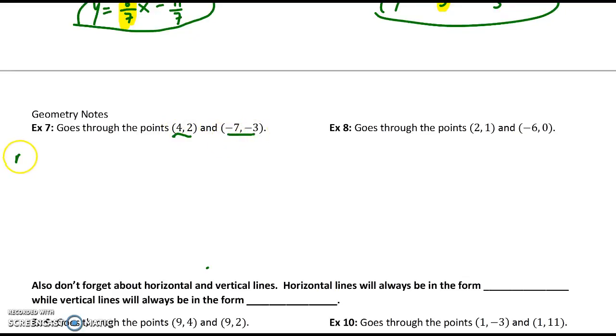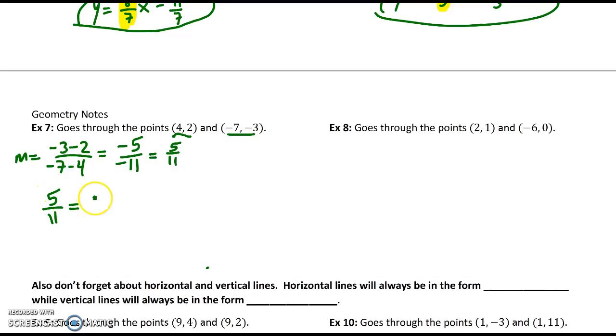You bet we can. So the slope would equal y2 minus y1, so negative 3 minus 2. If I do negative 3 minus 2 on the top, I have to do negative 7 minus 4 on the bottom. So that'll give me negative 5 over negative 11, which means my slope is 5/11ths, right? And then now we can solve slope, slope. So 5 over 11 equals y minus over x minus.